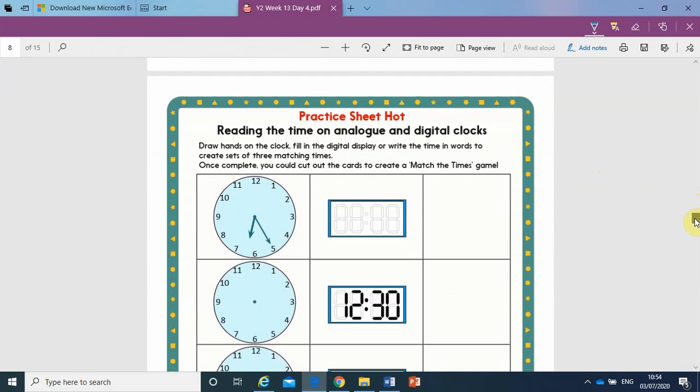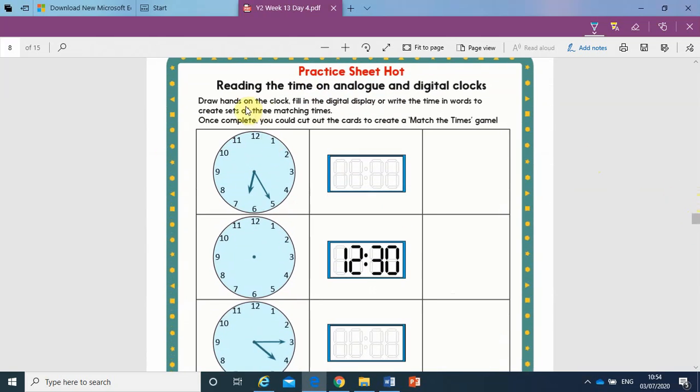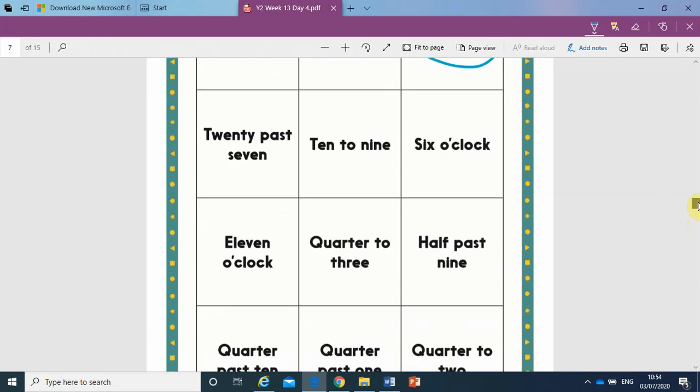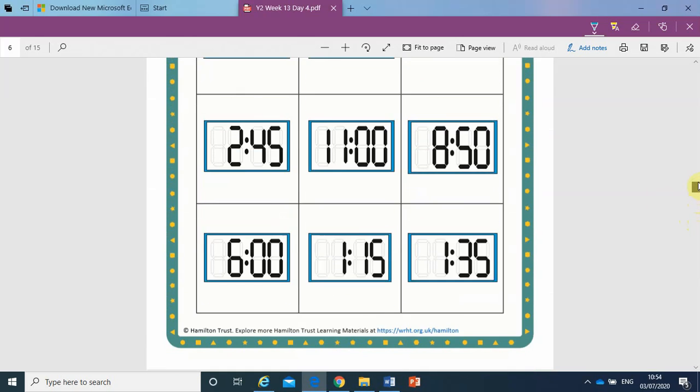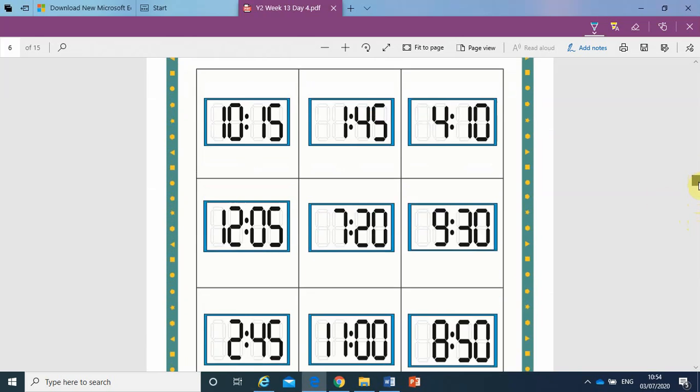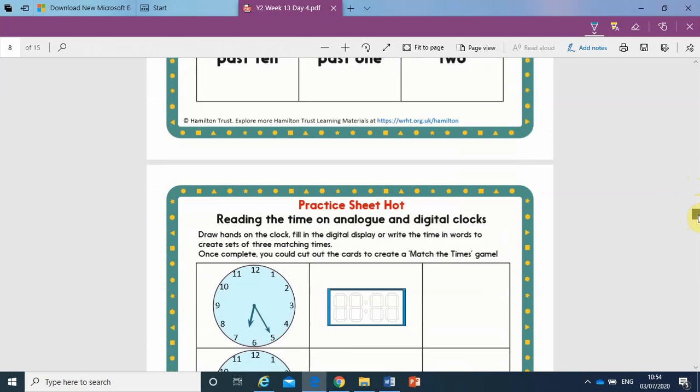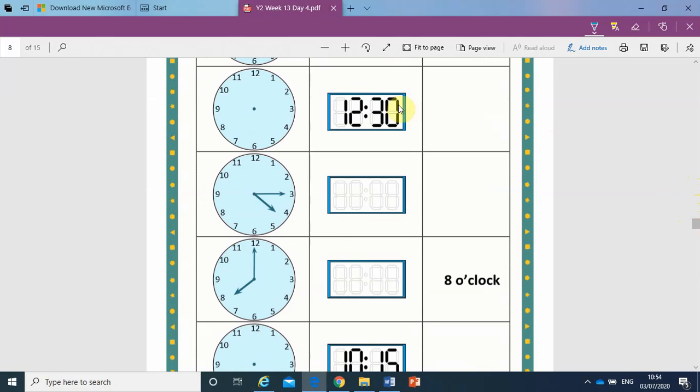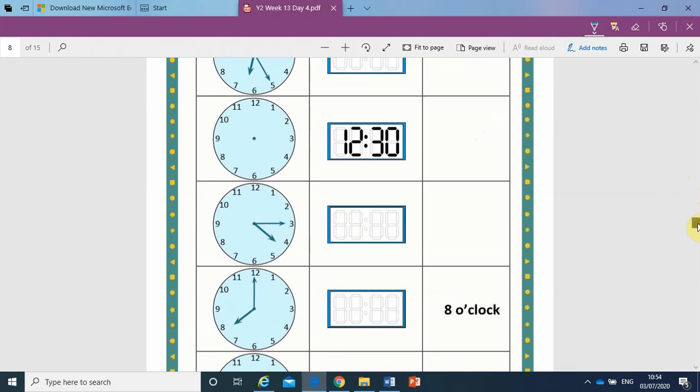The hot sheet. Draw the hands on the clock, fill in the digital display, or write them in words. So this just links in all 3 of those, writing it in words, the digital or the time. But you have to do it depending on what they tell you, what they've missed out. So there you'd write 12:30 with drawing the hands on, and there you would write the words 12:30 or 30 minutes past 12, whatever you're happy with.